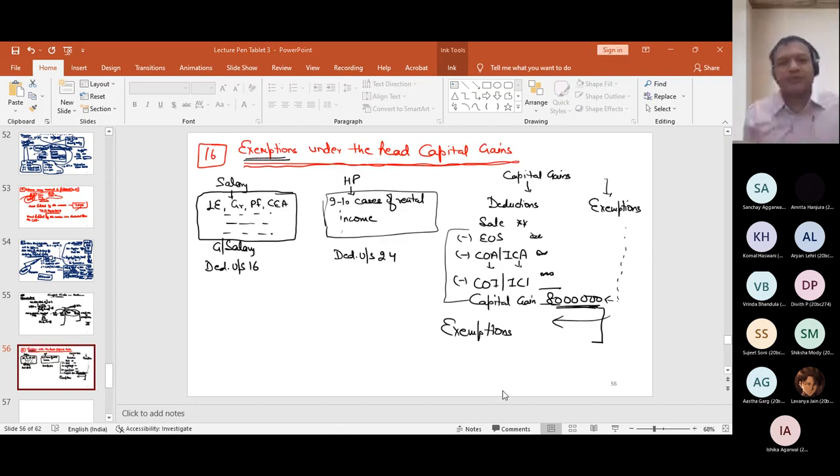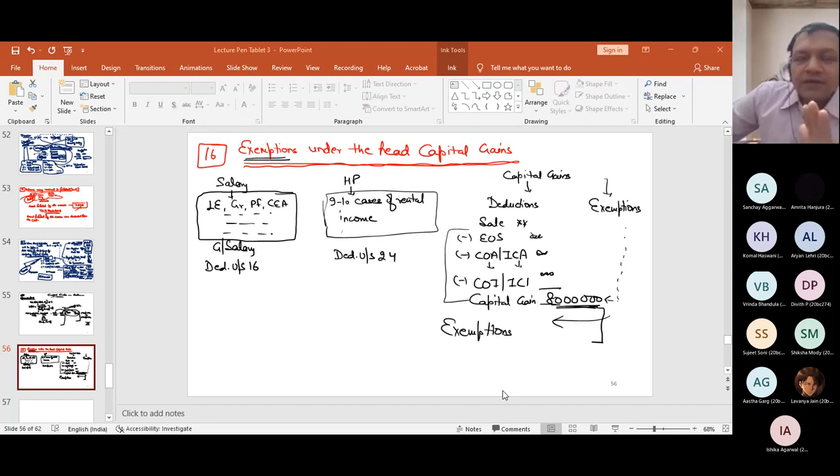Once you have computed income after applying this format, sale minus expense on sale minus cost of acquisition or indexed cost of acquisition minus cost of improvement or indexed cost of improvement, then whatever figure you have, for that figure you have to take a decision whether it is exempt or not.